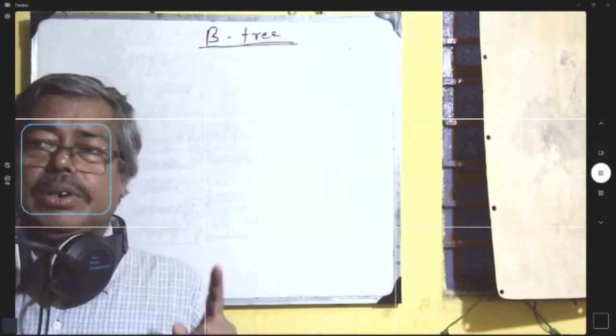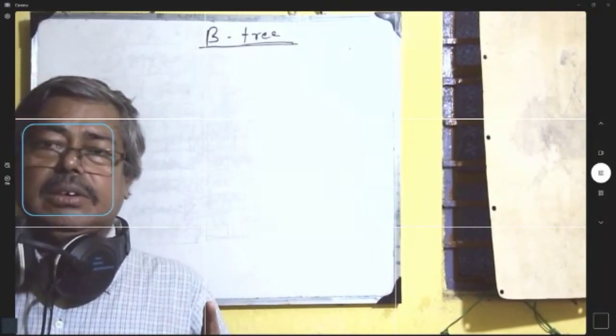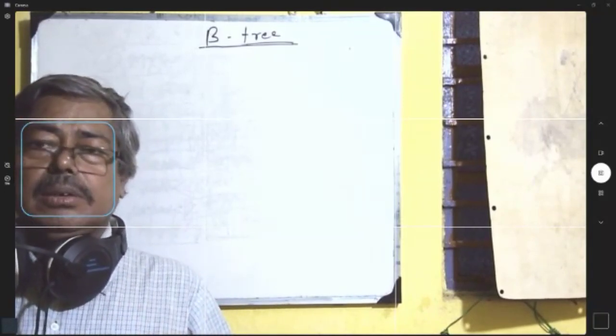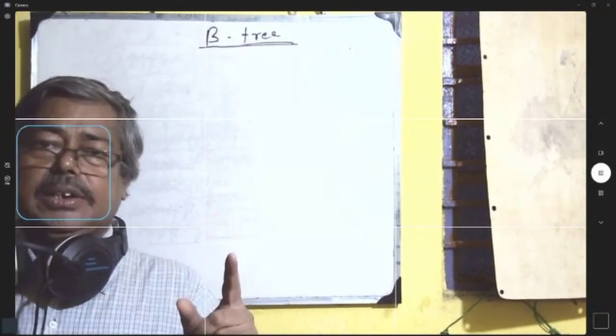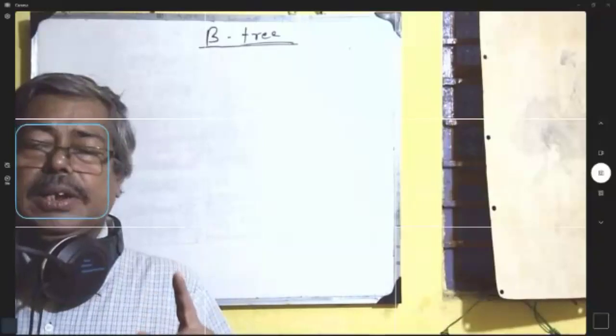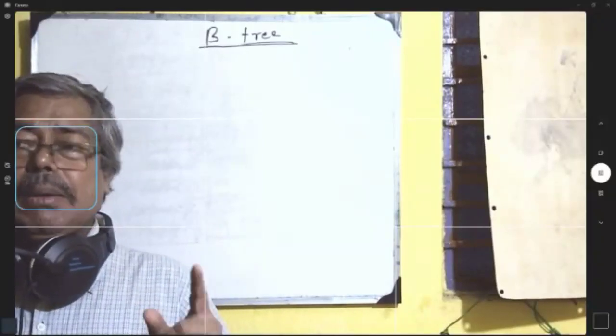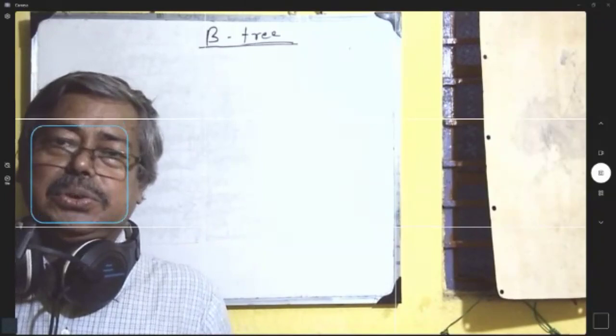So if M is the order, then M is the maximum number of children, and M minus 1 is the maximum number of keys. The minimum number of children is M by 2, and the minimum number of keys is M by 2 minus 1. The minimum number of keys of the root node is 1, with 2 children.